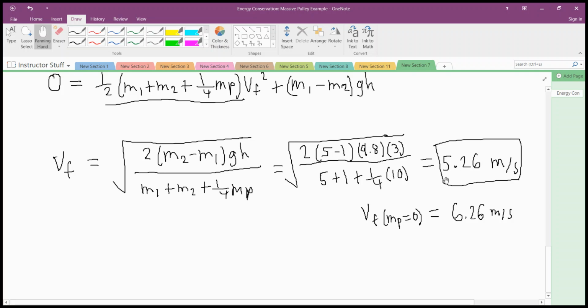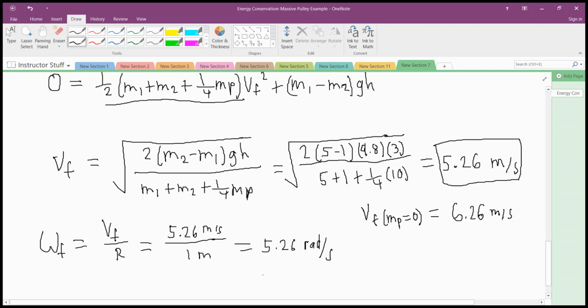Now that we have the final velocity, we can also get the final angular velocity. That is the final angular velocity of the pulley. And there we go. Plugging in the numbers we have, we get 5.26 radians per second. In this case, it's a numerical coincidence that they are the same in number, they're not the same in units, because the radius was 1 meter. But it could have been 2 meters, then this would have been half as much. Just make sure that you're careful with what you're doing and plug in the values that you have.